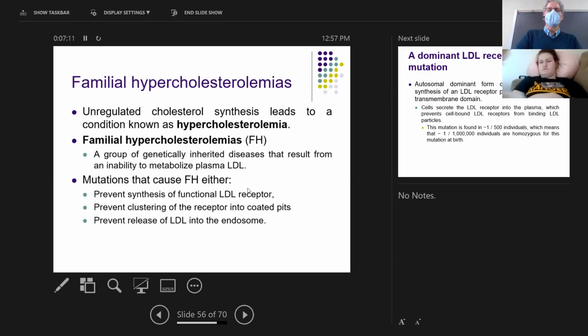They can prevent synthesis of a functional LDL receptor. They can prevent clustering of the receptor into clathrin-coated pits, or they can prevent the release of LDL into the endosome as the endosome acidifies. All of these types of mutations in the LDL receptor can lead to familial hypercholesterolemia.